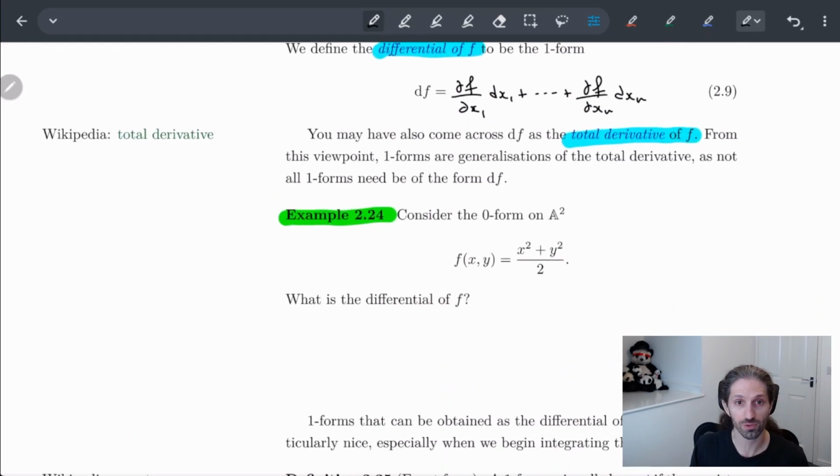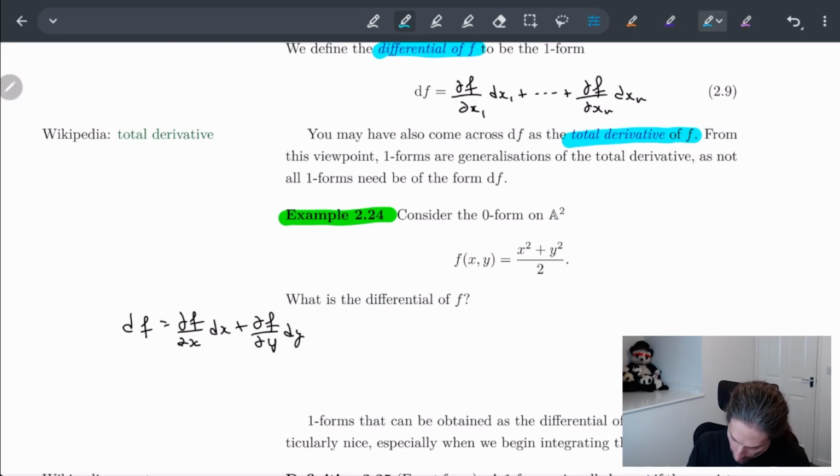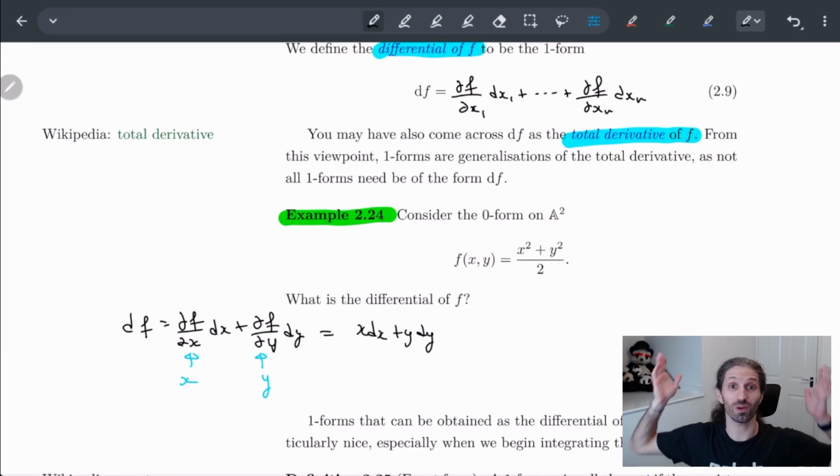Let's go back up so we can see these equations. So df here, we have two variables, so we'll do partial f partial x dx plus partial f partial y dy. From earlier, what we saw is this is just x and this is just y. And so in other words, this is just equal to x dx plus y dy. Ta-da! That's it. So this is the one form.